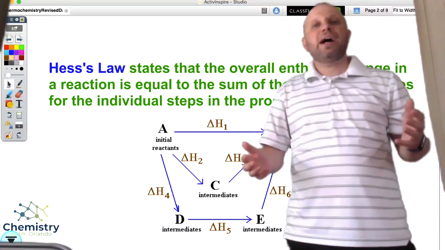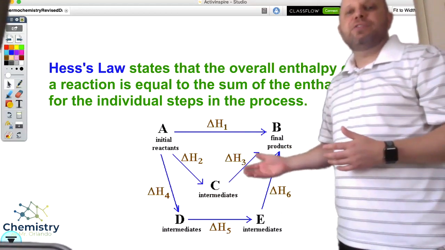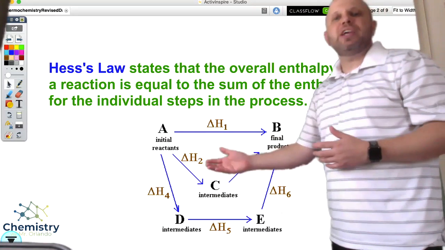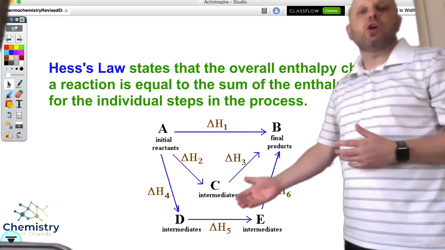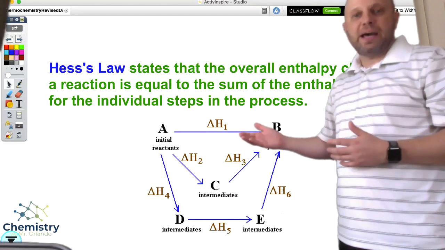Well, it turns out that as long as your pathway adds up to give you the same overall reaction, you can use the delta H values associated with these alternate pathways to calculate the delta H value for this pathway.